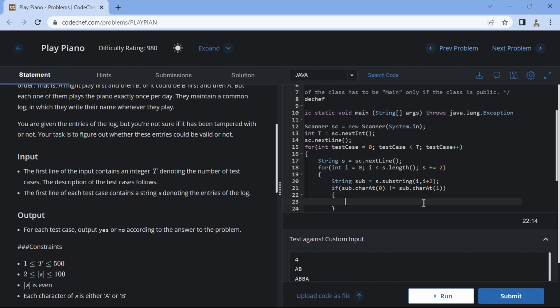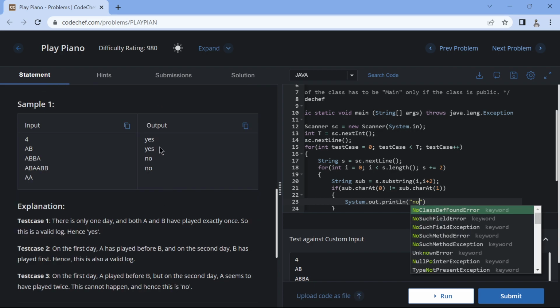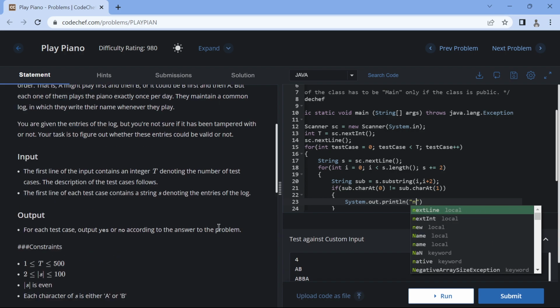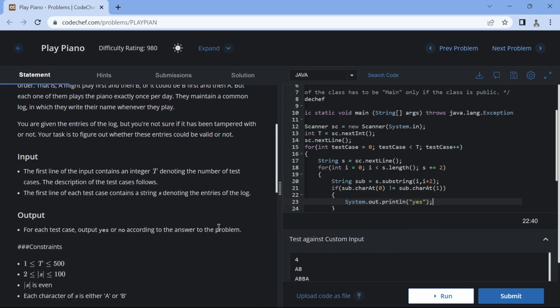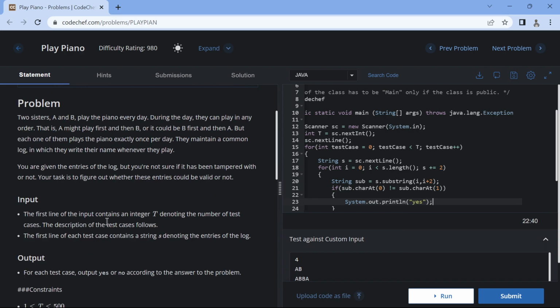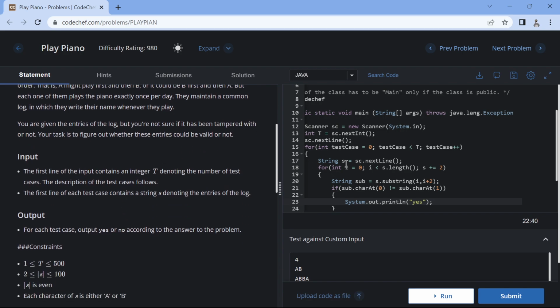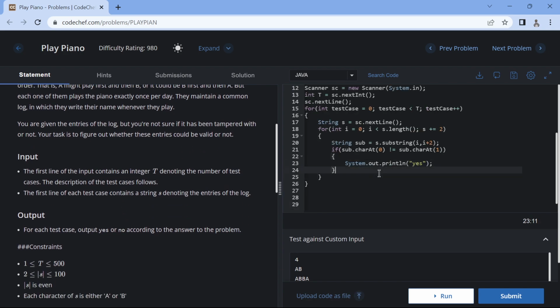So with that, we'll say System.out.println yes, which means it's a valid log. Yes indicates that it has not been tampered with, and no indicates that it is tampered with. So then we put else, and we're going to print out no. So let's run this.